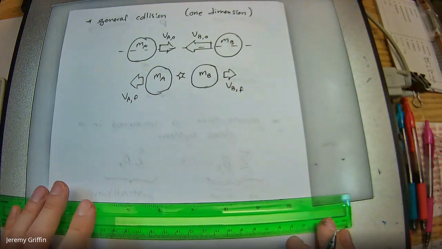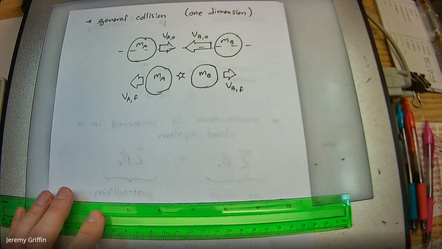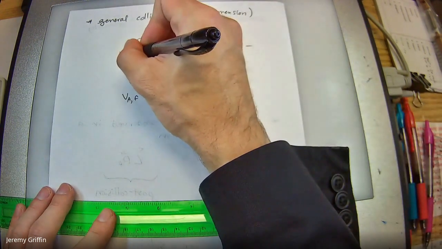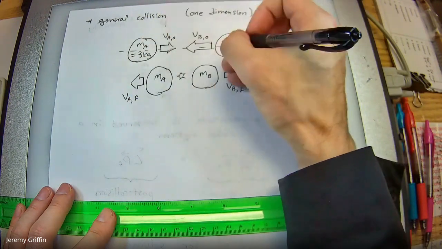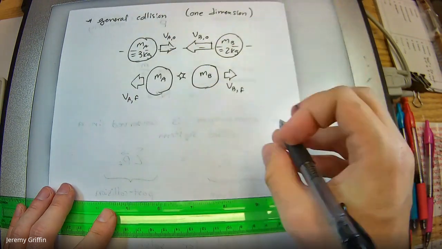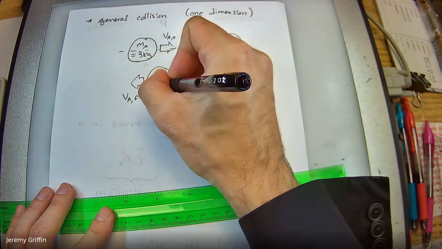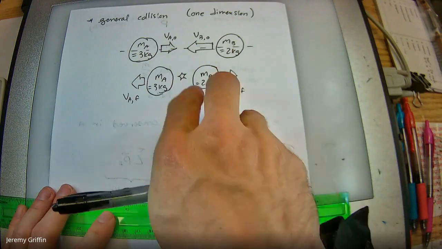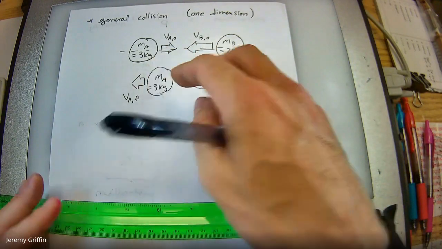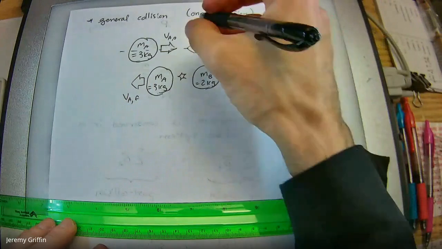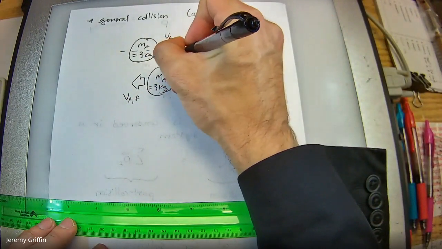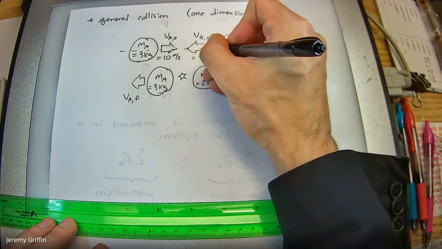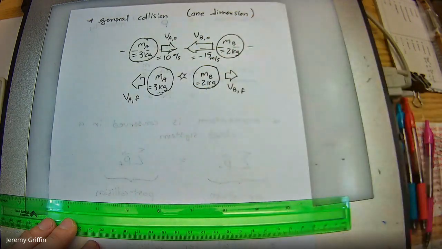Now this is all really in terms of variables, just very generic. Let's tag some numbers to these things. I'll call mass A 3 kilograms, mass B 2 kilograms. So 3 kg and 2 kg. Okay. I need to give you their initial velocities, and you have to know how fast they're going towards each other. Let's call this guy 10 meters per second. And this guy I'll call negative 15 meters per second. Right? So 15 to the left.